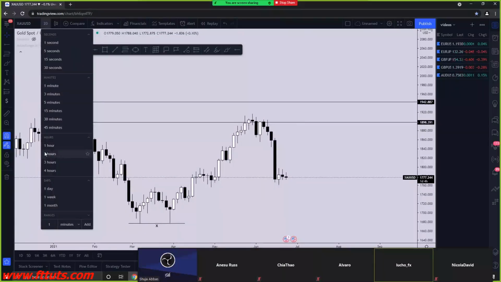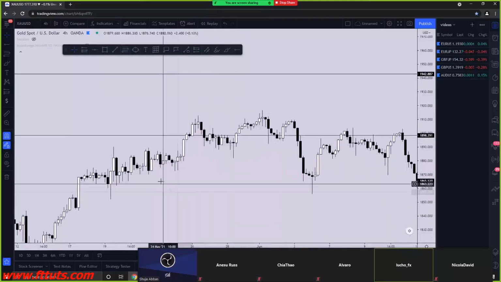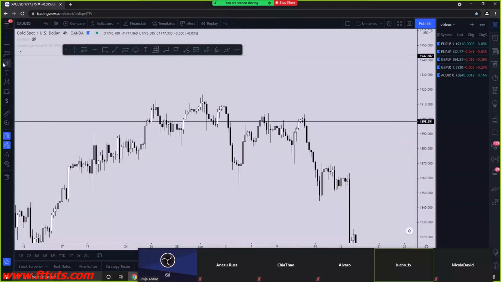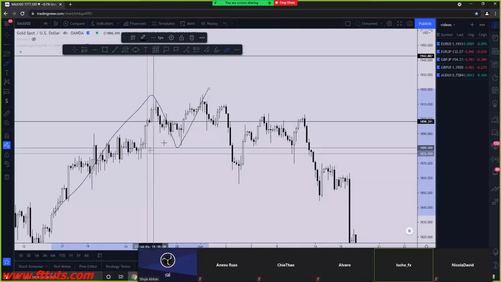But yeah. So, 4-hour time frame. Let's analyze what structure did. It taps into our POI on the daily time frame. We didn't catch this, by the way. This is hindsight. But it taps into the daily point of interest and still continues bullish.